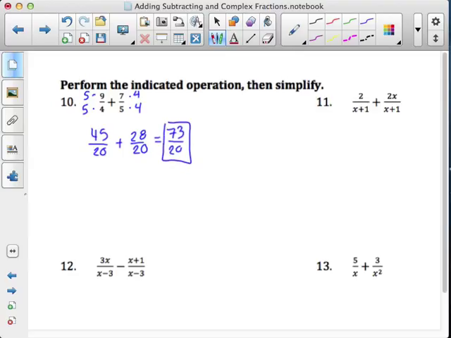Number 11. Here we already have a common denominator, so I'm just going to add my numerators. So we get 2 plus 2x over x plus 1. Now you always want to factor in the end to see if there's anything else you can cancel. So I'm going to factor out my GCF, which is 2. So I get 1 plus x in the numerator and x plus 1 in the denominator. These are the same, so they cancel. So my final answer is just 2.